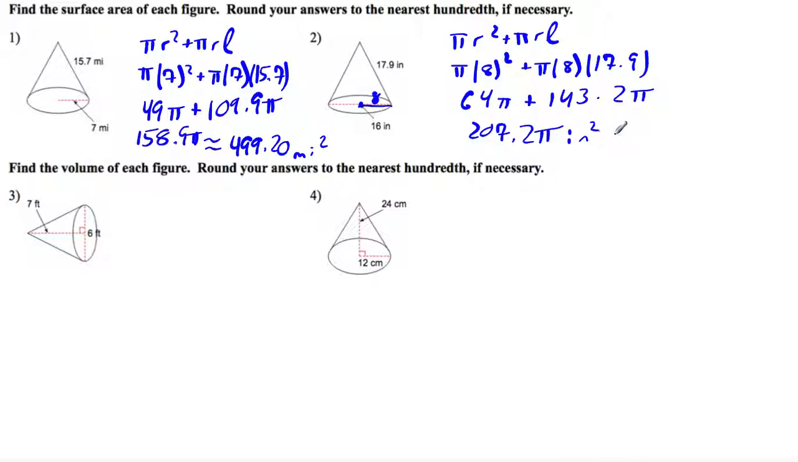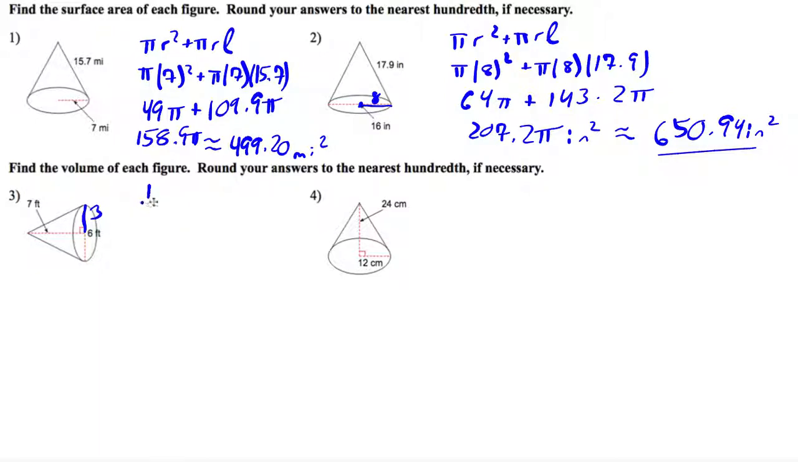inches squared, which again, we have that decimal with the pi, so we can just make this a decimal and say this is 650.94 inches squared. Now for volume, they give us the height here. We see that the diameter is 6, so the radius must be 3.